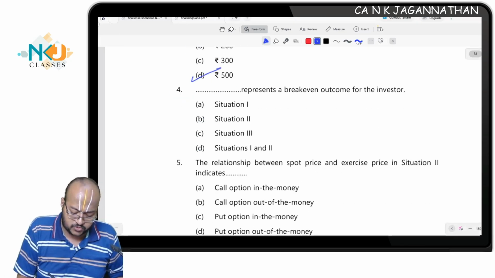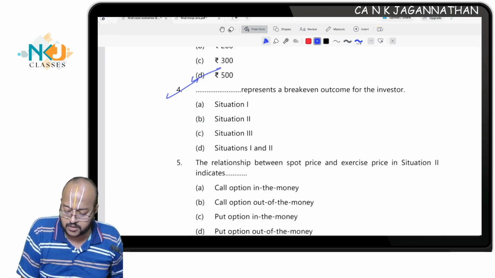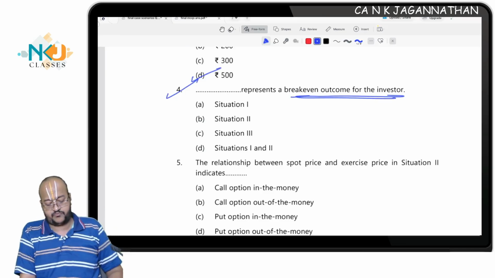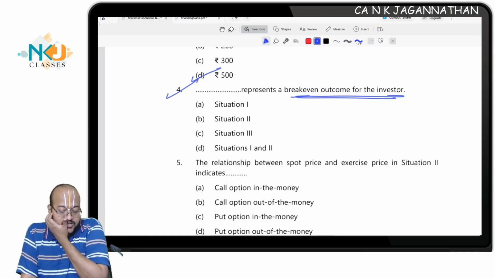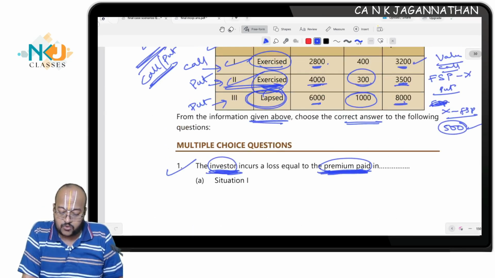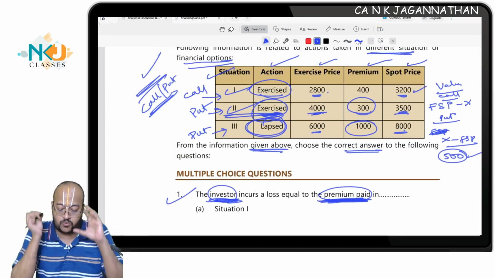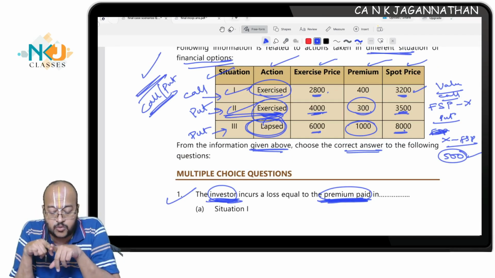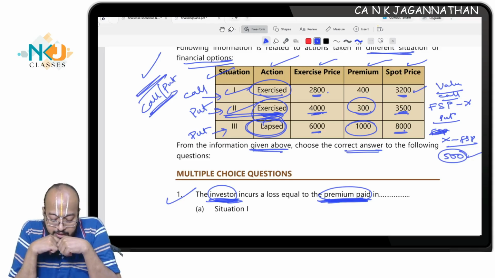Next, fourth question. Dash represents a break-even outcome for the investor. Which situation gives a break-even outcome for the investor? Very simple. For a break-even outcome, the net payoff should be 0, which means the intrinsic value is equal to the premium paid. Which situation will give you that?